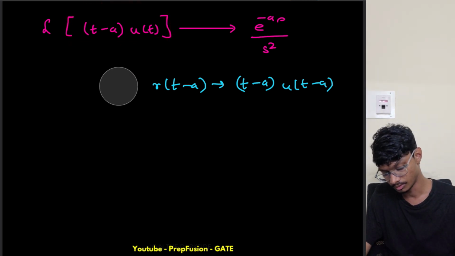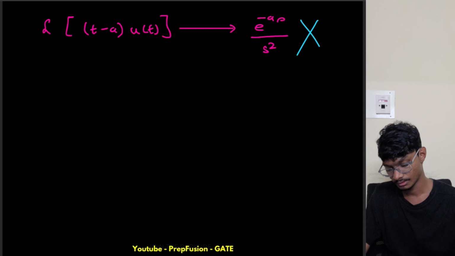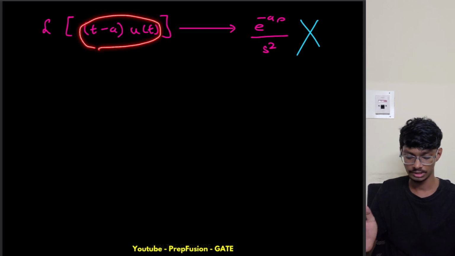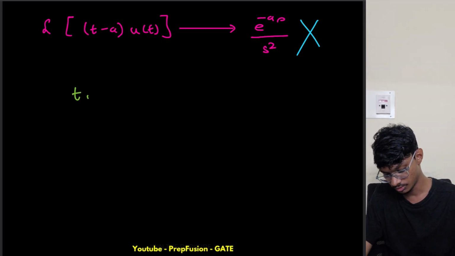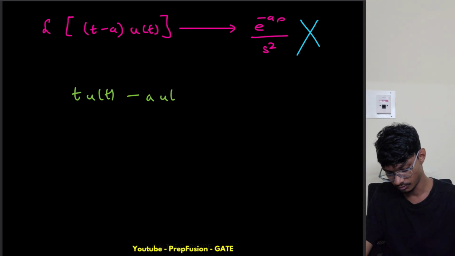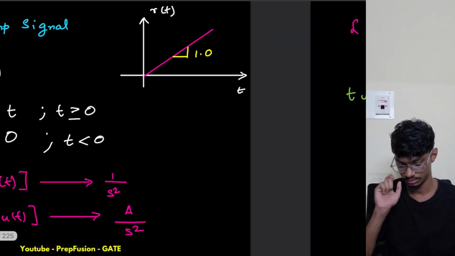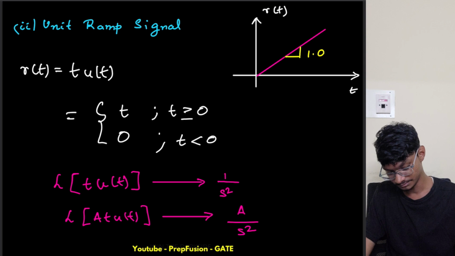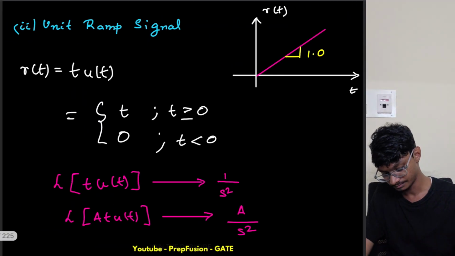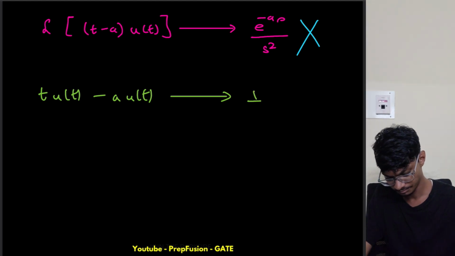Let me delete this because this was just for the explanation. Let me simplify this, let me break this down. So what is this? t times u of t minus a times u of t. So what do we know? t times u of t is what? This one only, right? t times u of t is 1 by s square.